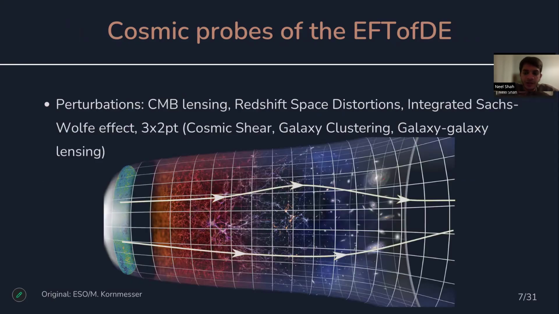For the perturbations of dark energy, we have a variety of probes. We have CMB lensing, redshift space distortions, the ISW effect, and we have 3 times 2 point, which refers to combined measurements of cosmic shear, galaxy clustering, and galaxy-galaxy lensing. In some sense, all of these are probes of either the growth of density perturbations in the universe or of gravitational lensing of the light that reaches us from either the CMB or distant galaxies.